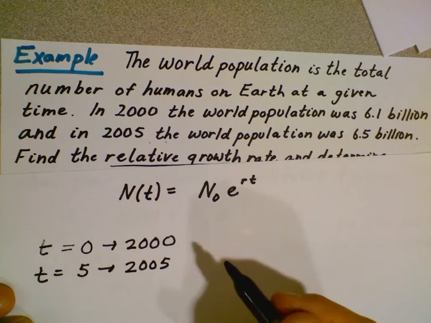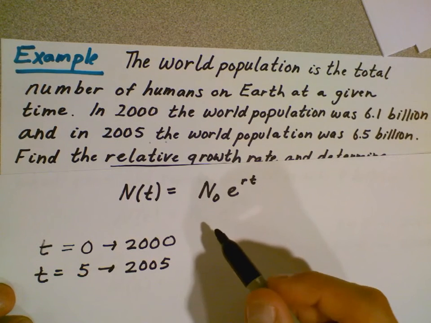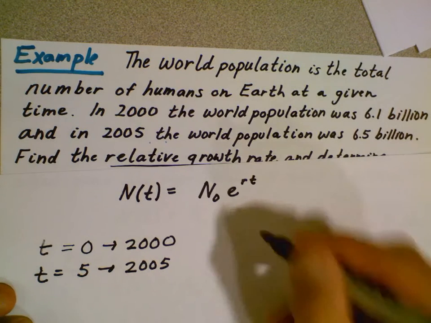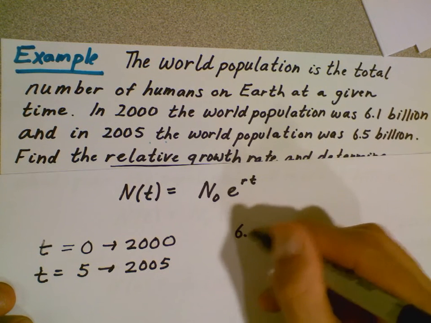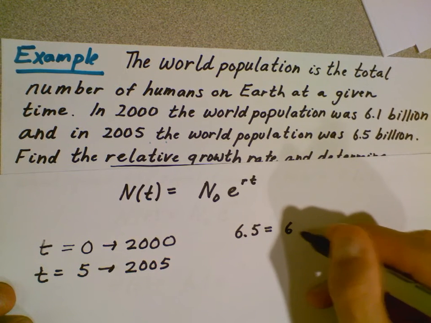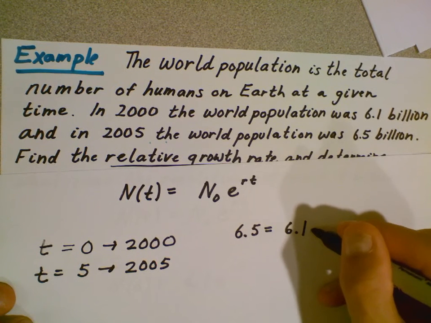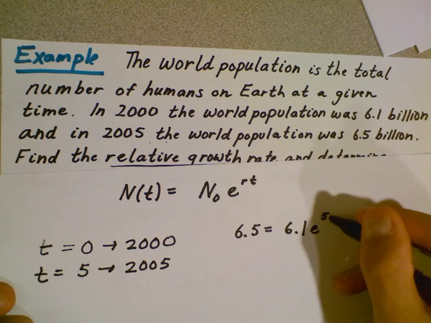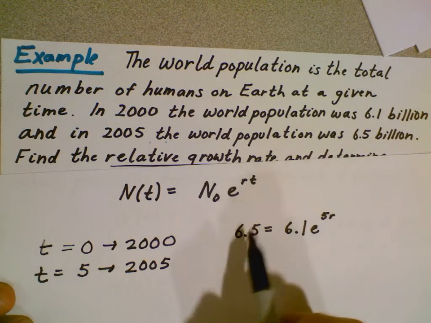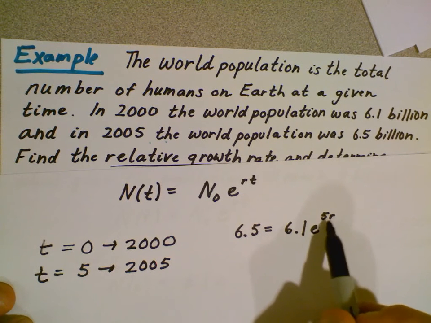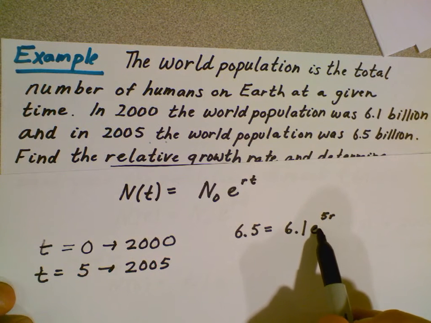And so we've got to use a couple things here. We know that in 2005 the population is going to be 6.5 billion, and that's going to be equal to the initial population, which was 6.1, times e to the rt, which is going to be 5 times r, right? t would be 5 in this case, at 6.5 billion. We didn't want to use 0 here for t because anything to the 0 power is just 1.